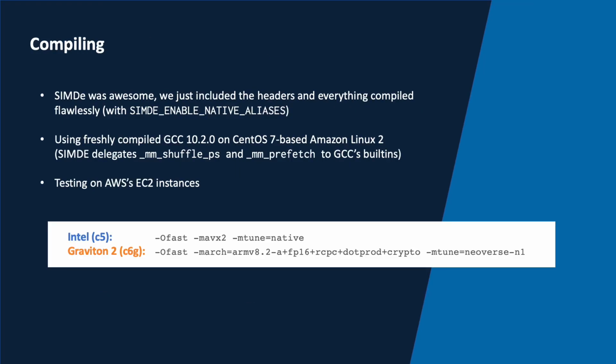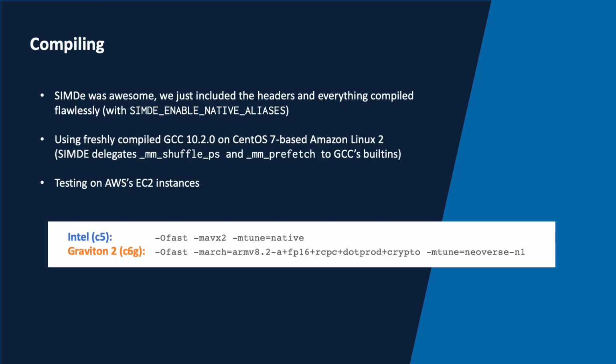In terms of actually compiling it, I think the main lesson is that SIMDe everywhere was awesome. We mostly just had to include the headers and they all just compile very beautifully, especially if you turn on the macro definition to just keep all the AVX and SSE names as is. For the compiler, we used a freshly compiled GCC 10.2. We find that GCC 10 actually gave us about 10 to 20% faster code compared to GCC 9, so there are a lot of performance optimizations that we can tell happened there. We run it on Amazon Linux 2, which is CentOS 7 based.